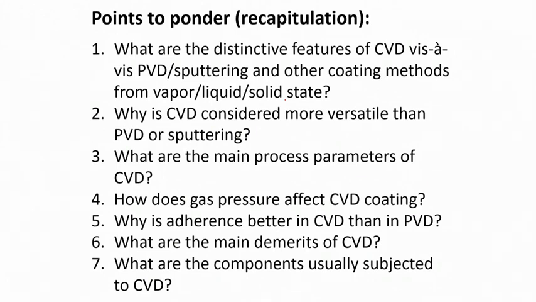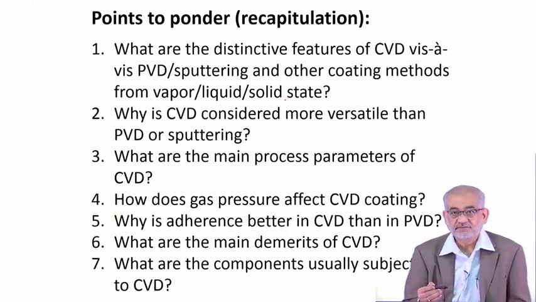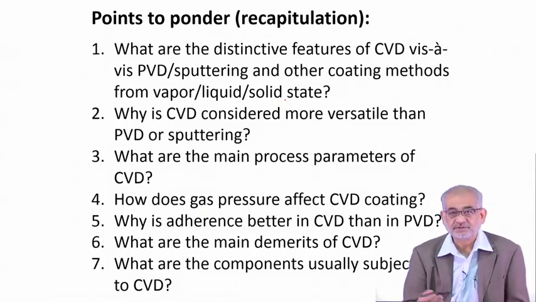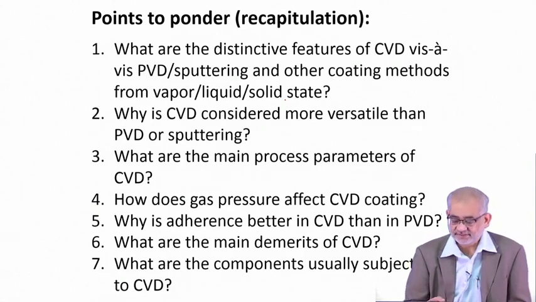The process parameters we have discussed are mostly the composition, the flow rate, the temperature, the time, substrate condition, and so on. The gas pressure is very important, because we saw that in case of low pressure CVD, we actually can increase the kinetics of the process much faster, and also the demerits like auto doping and so on can be avoided to a large extent. The adherence in CVD is better because of the possibilities of not only diffusion but even a thin chemical reaction layer at the surface, which makes it more adherent.